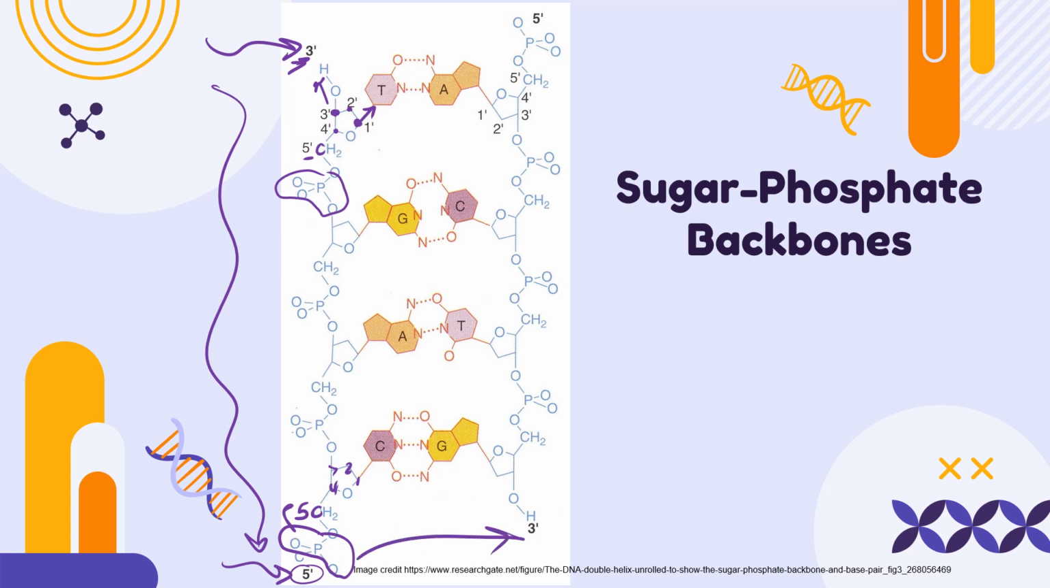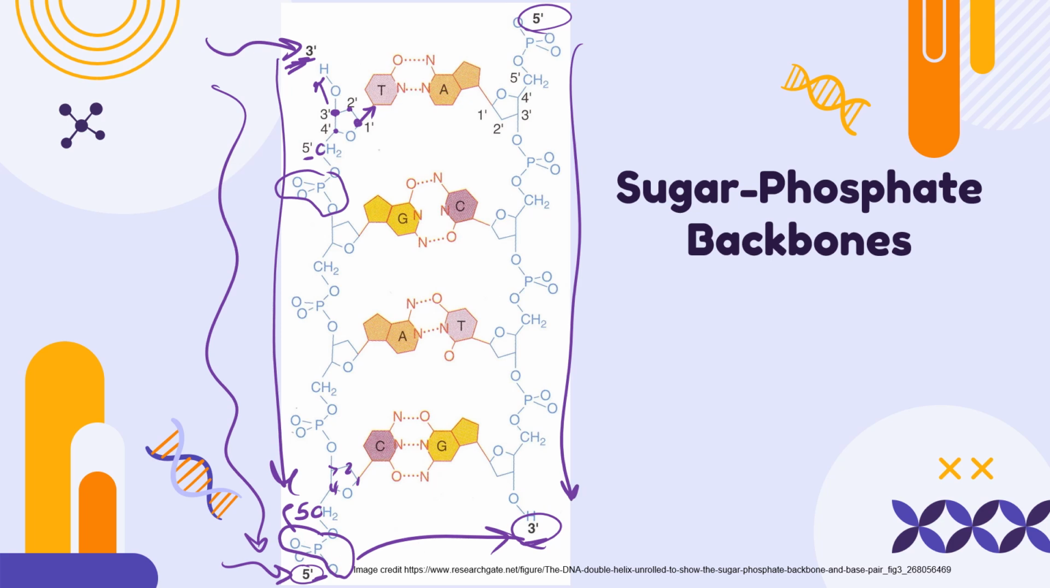On the opposite strand, where we had 5, we have 3, where we had 3, we have 5. And when these run in opposite directions, 3 to 5 and 5 to 3, we call this anti-parallel because they're going in opposite directions, 5 to 3, 3 to 5. Remember that this is super important for all the processes that we're going to talk about later.